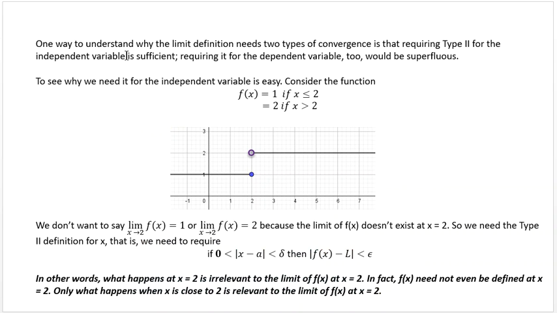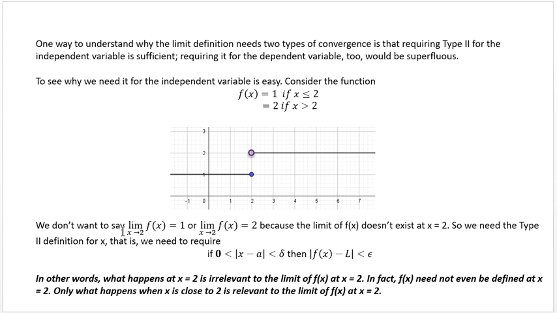One way to understand this in a general way is that we need two types of convergence because we want type 2 convergence on the independent variable. But since the dependent variable f of x is dependent, we don't need to put it on there. It's taken care of by putting type 2 convergence on the independent variable. Well, that's kind of vague. Let's look at an example. We have a function.